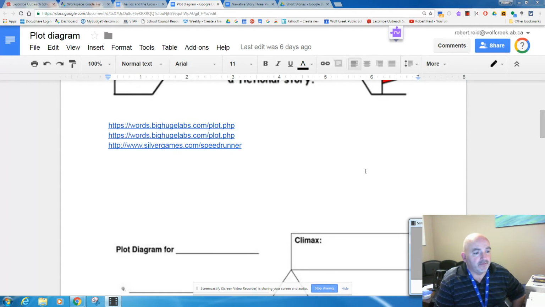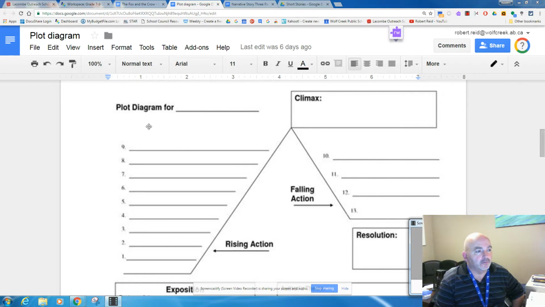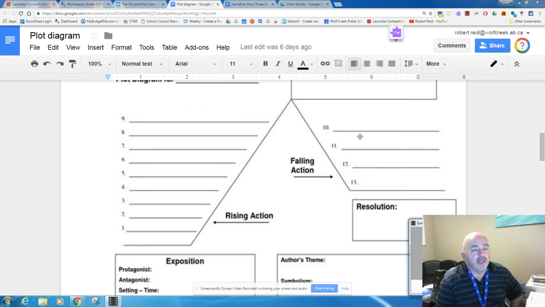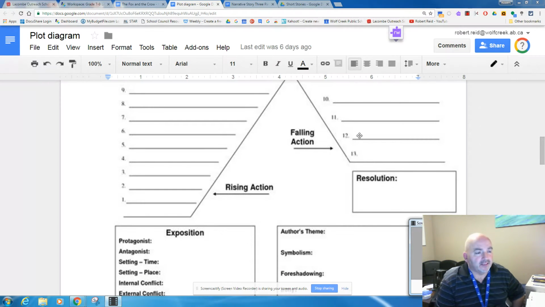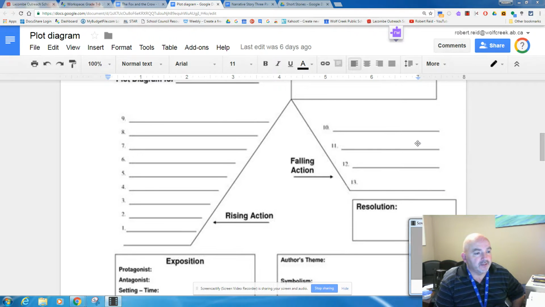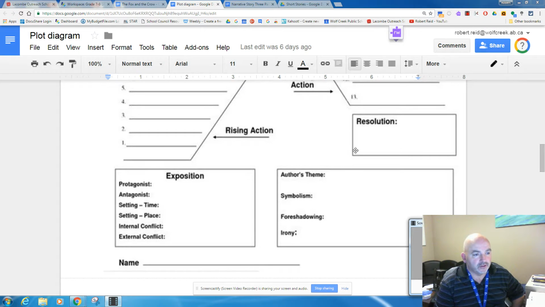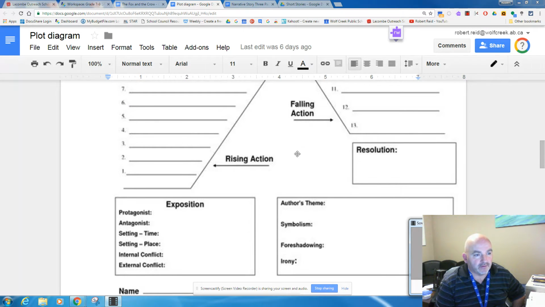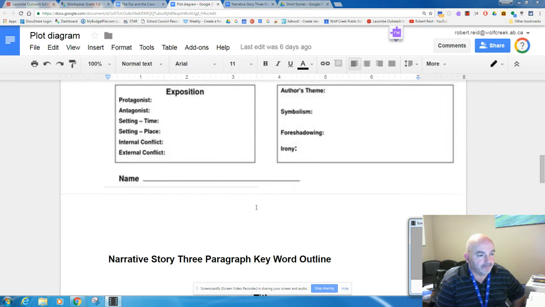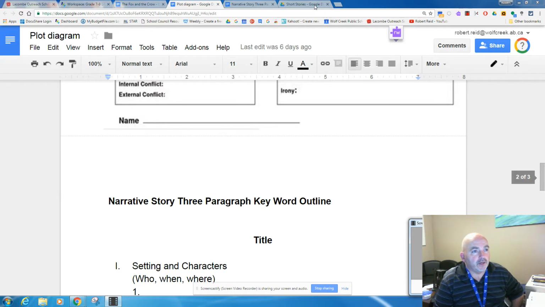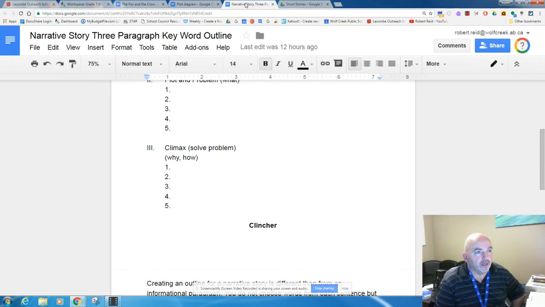You can see that we have filled this plot diagram out for our story that we read together, Orbiting Jupiter. You had that example where we went through all of these different pieces. We had the exposition, the rising action, the climax, the falling action, and the resolution. And if you look at this, you can think of all those things that were in that. So now we're going to switch over to the narrative story, the 3-paragraph keyword outline.